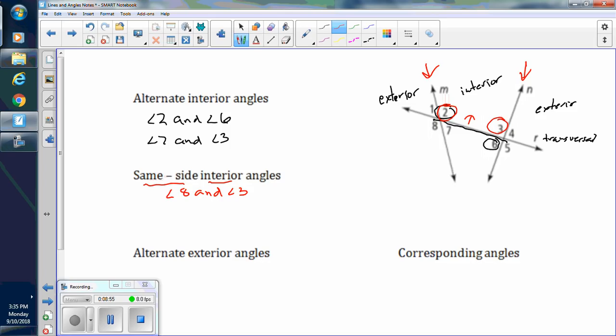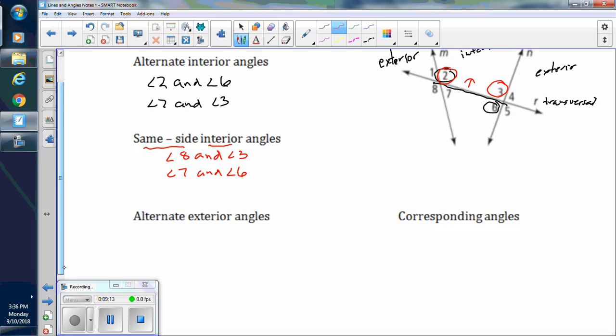Can you name the other same side interior angles here? If you said angle 7 and angle 6, you named them correctly.